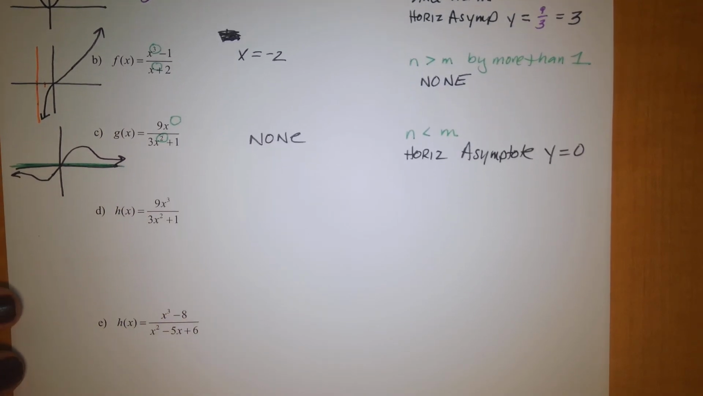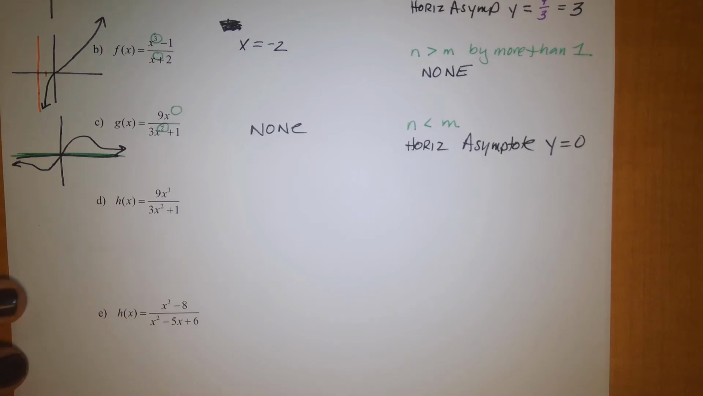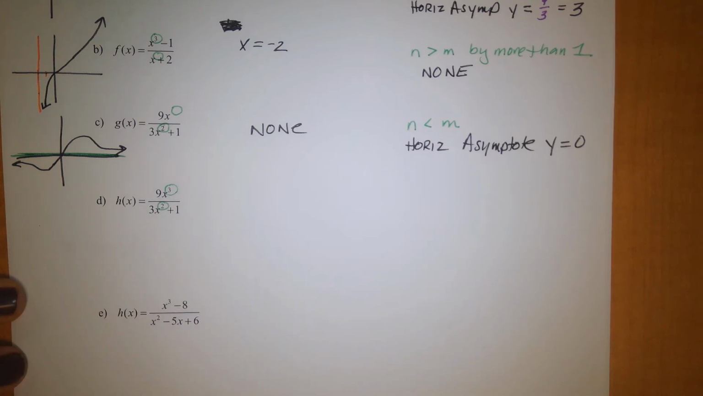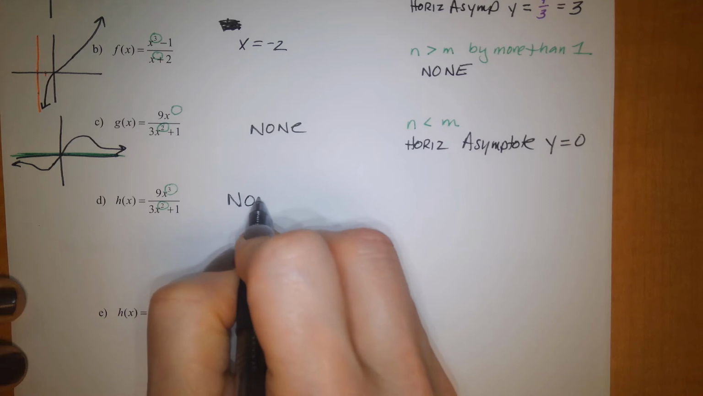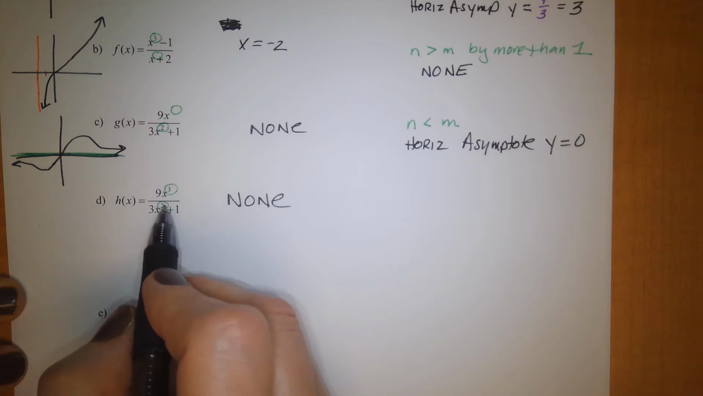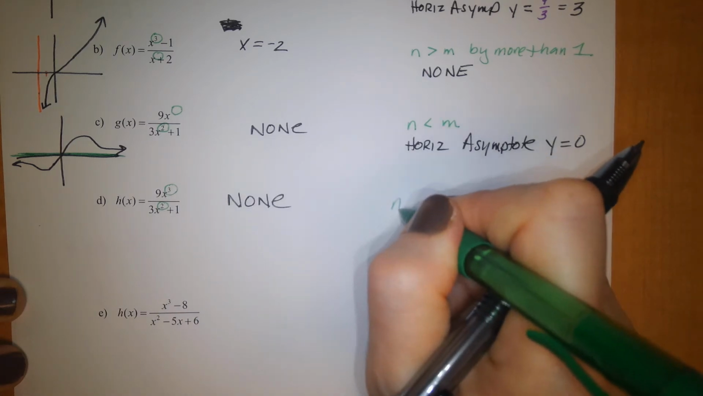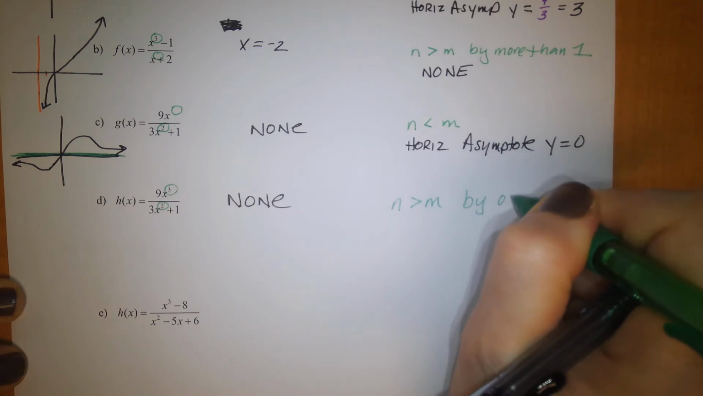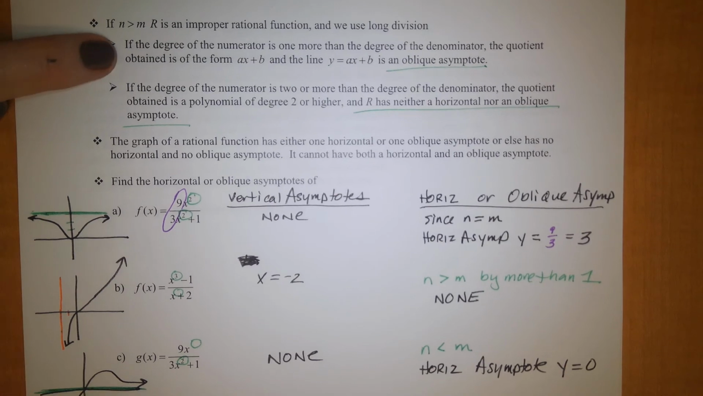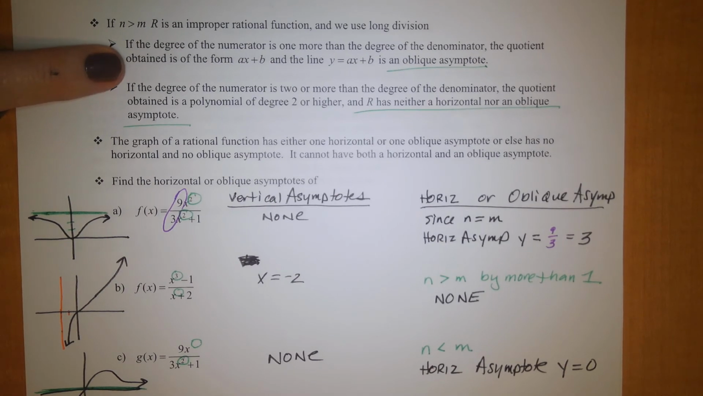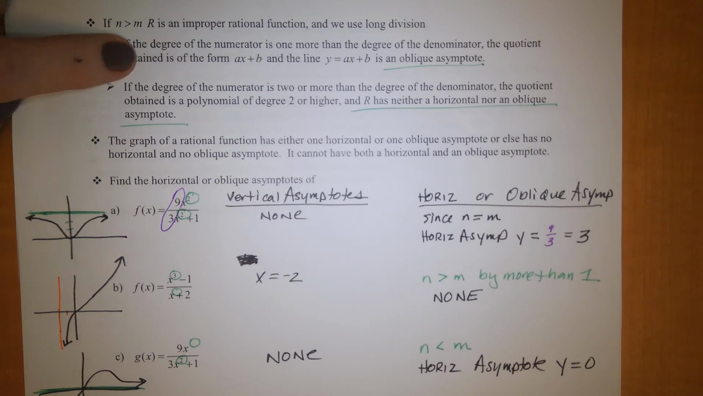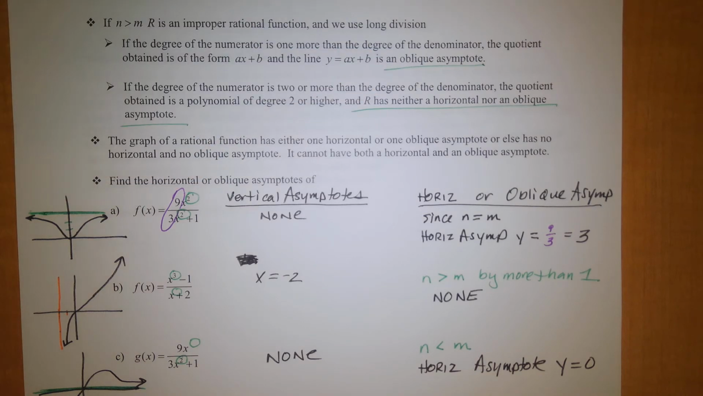Part D, already in reduced form, very similar to the last few examples. Again, the only thing I changed was the degree of the top. Since there are no exclusions from my denominator, there are no vertical asymptotes. Since the numerator is bigger than the denominator by only 1, then I have this option up here which says if the degree of the numerator is more than the denominator by 1, then we find the quotient by doing long division. That will be our oblique asymptote.